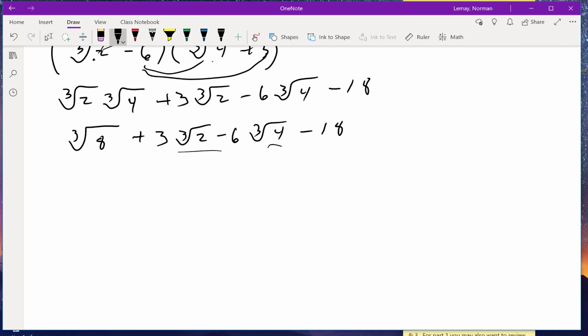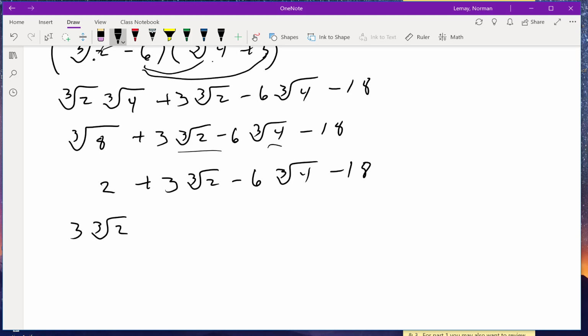So notice the cubed root of 8 is 2 plus 3 cubed root of 2 minus 6 cubed root of 4 minus 18. So at the end of the day, we have 3 cubed root of 2 minus 6 cubed root of 4, and then 2 minus 18 is minus 16.